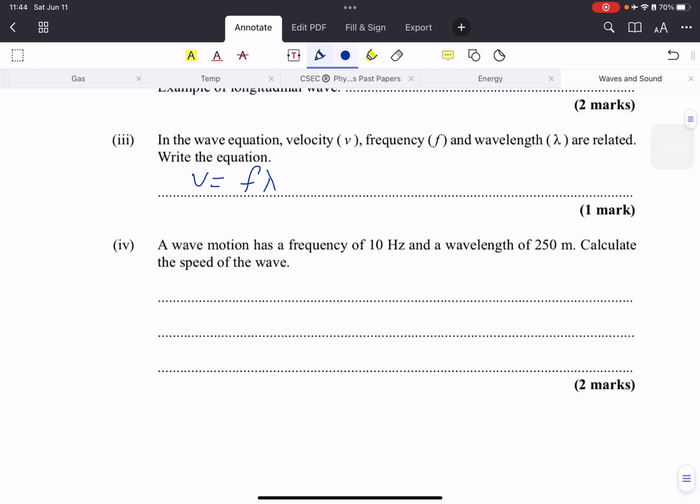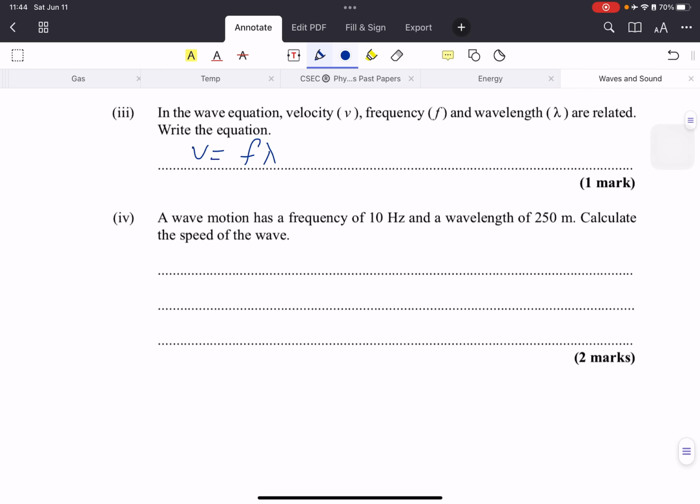Right, so here we could actually practice one. A wave motion has a frequency of 10 hertz and a wavelength of 250 meters. Calculate the speed of the wave. So I write my formula: v = fλ, and I put in the information, 10 multiplied by 250, and this one is very easy. It's 2500 meters per second, right? It's velocity, so that's the units there.